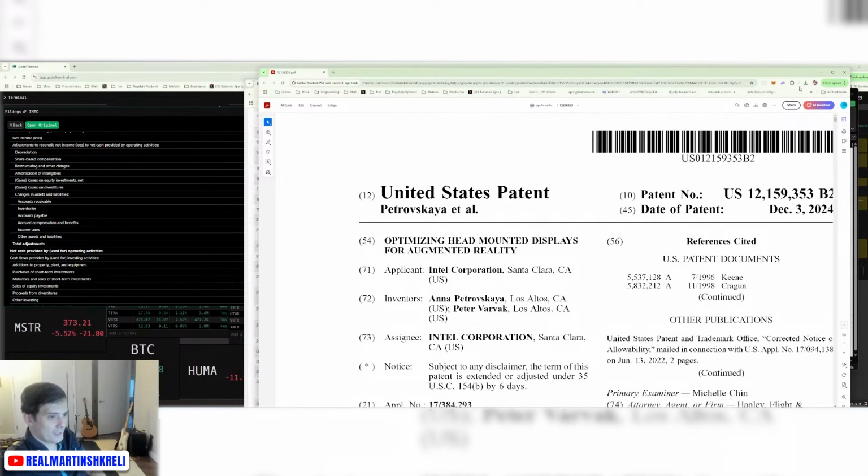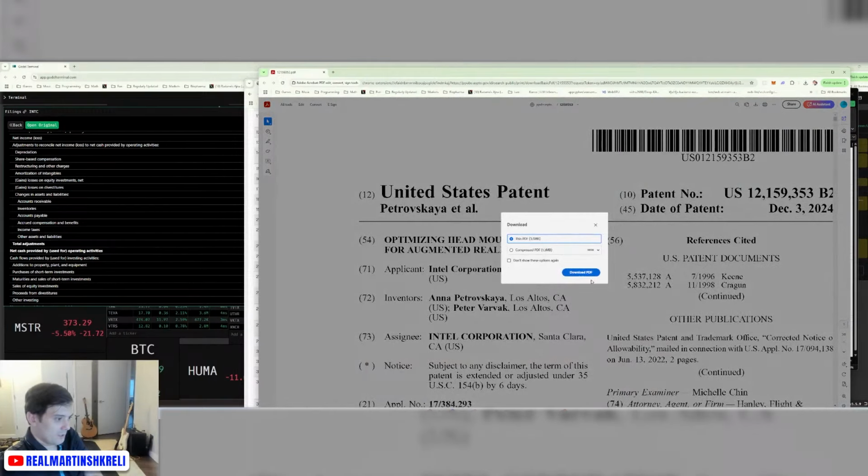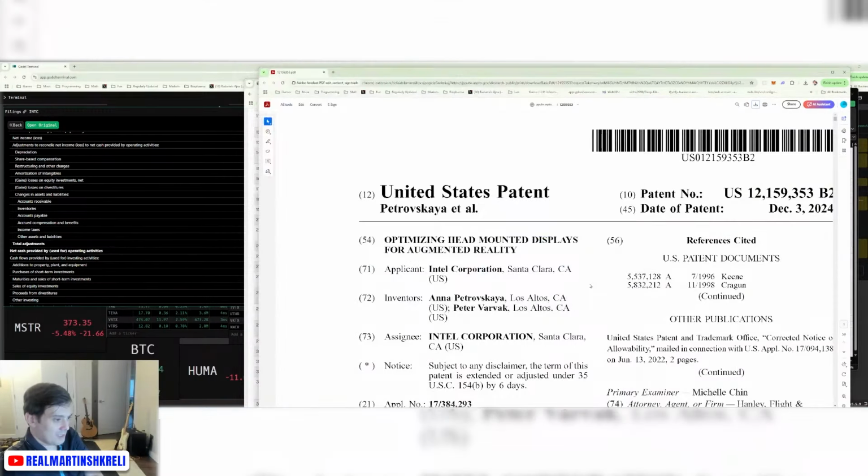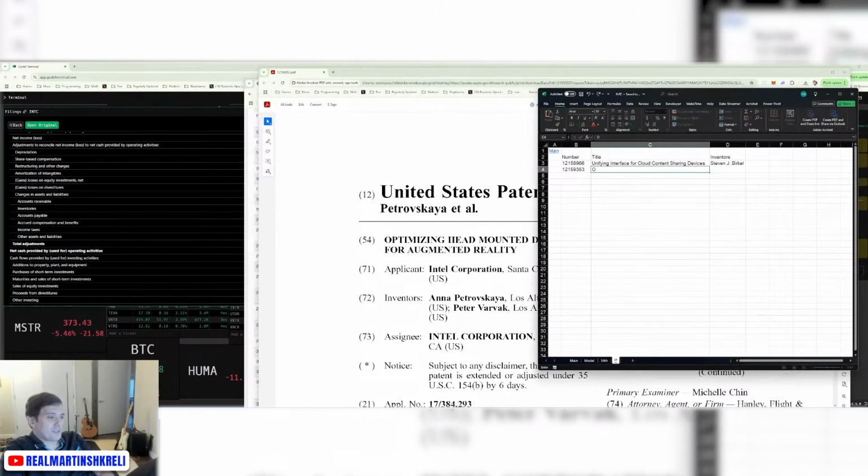Okay, here's Intel's next patent. And this is from their Los Altos group, and it's optimizing head-mounted displays for augmented reality. Again, not really a big business for them. And it also shows you just what these companies are working on. You may not even have known that Intel works on augmented reality. That might be a surprise to you.